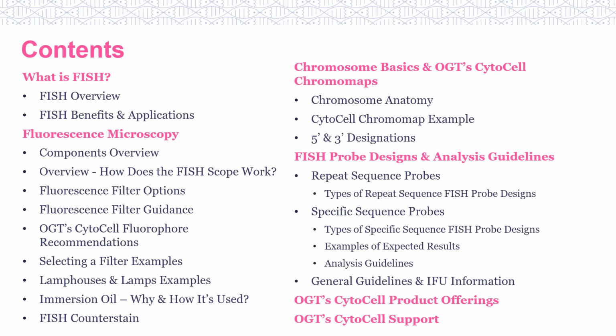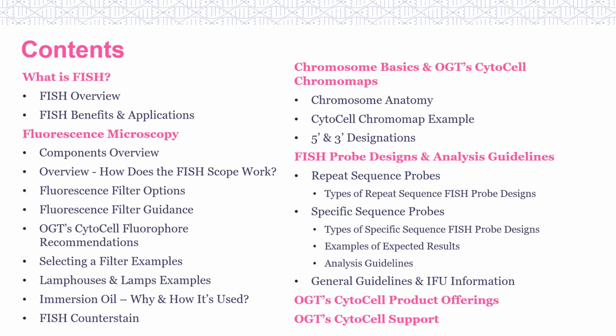We will start by recapping what is FISH, its benefits and applications, and then move on to an introduction to fluorescence microscopy. Here, we will review the basic components, discuss how the fluorescence microscope works, filter options, including how to select the correct ones, how oil immersion is used, and the purpose of FISH counterstain. Then, we will review some chromosome morphology basics, chromomaps, and explain how to establish the 5' and 3' designations for some of OGT's CytoCell FISH probes.